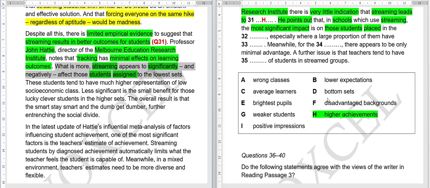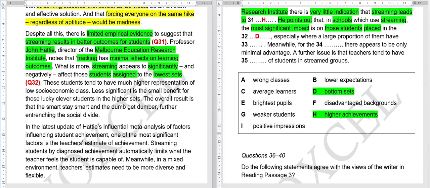Okay, time's up, and the answer to this particular question is, let me write here, D option. I hope you were able to find this. Let me mark first. Bottom sets. How we arrived at this? Here they say assigned to the lowest sets. So lowest meaning to say bottom. I hope it is clear.